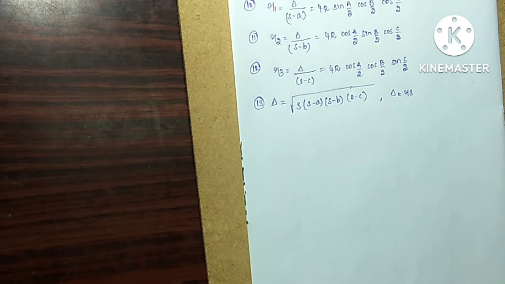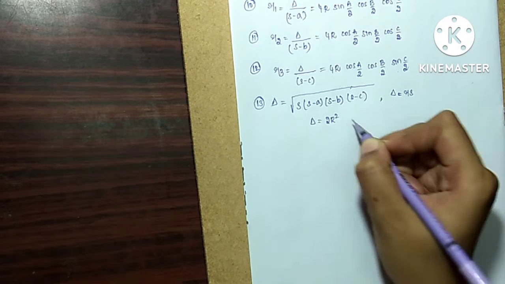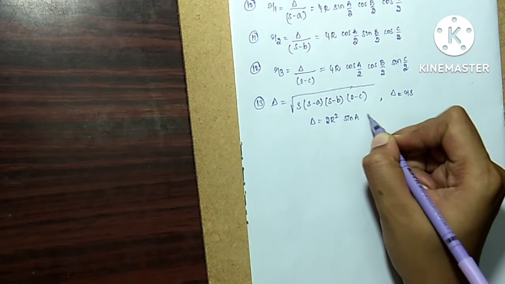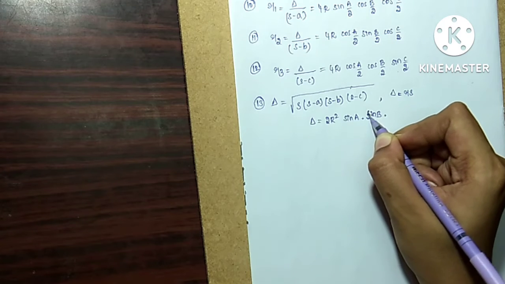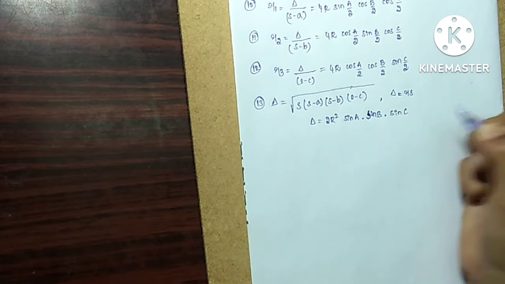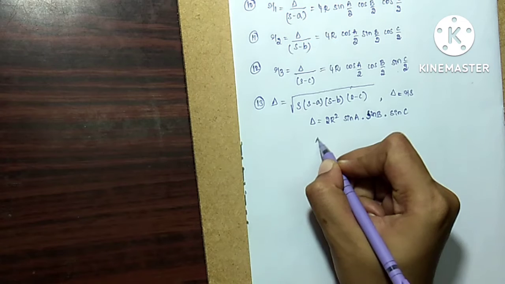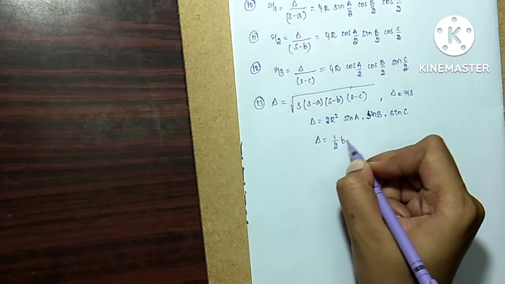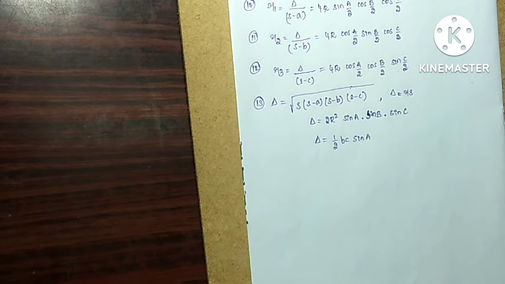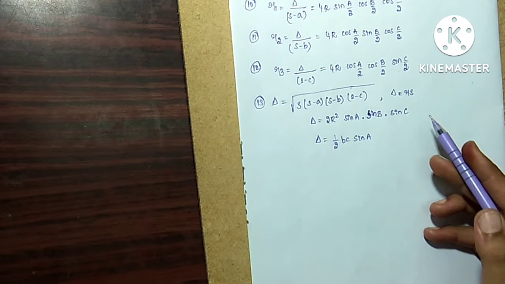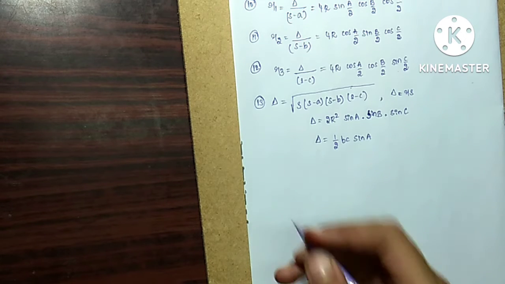And delta is equal to 2R square sine A sine B sine C, and delta is also equal to half bc sine A. These are the formulas of delta. There are 4 peculiar formulas in this. These are the most important formulas of properties of triangles.